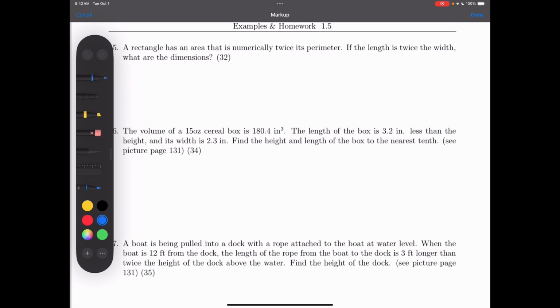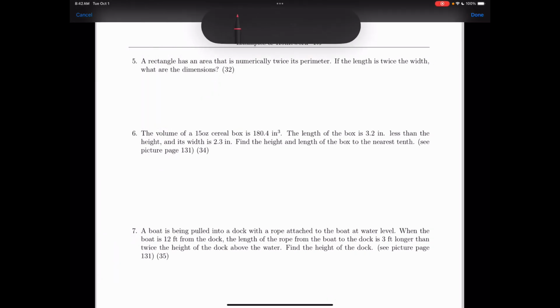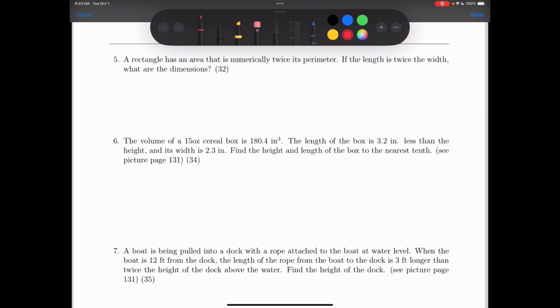All right. A rectangle has an area that is numerically twice its perimeter. If the length is twice the width, what are the dimensions? So, in general, put this up here. A basic fundamental area formula, which would be like for a square, would be 2x squared.